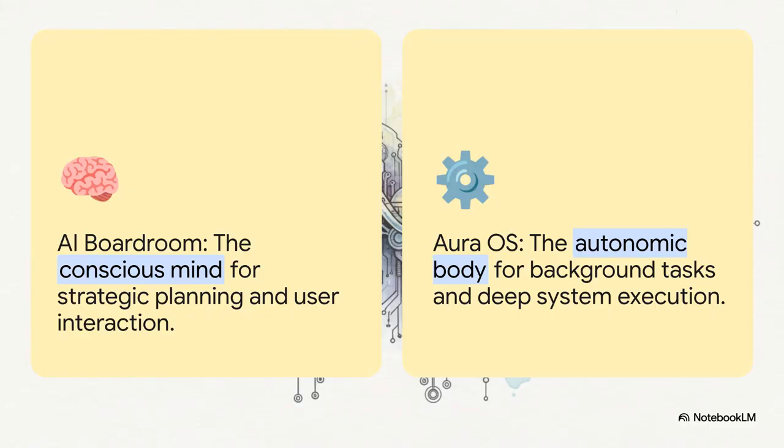The solution here is just brilliant. It's a split kind of like our own brain. On one side, you've got the AI boardroom. Just think of this as the conscious, strategic part of the brain that's chatting with you. And on the other side, you've got Aura OS, which is like the deep, autonomic nervous system that handles all the heavy lifting in the background.